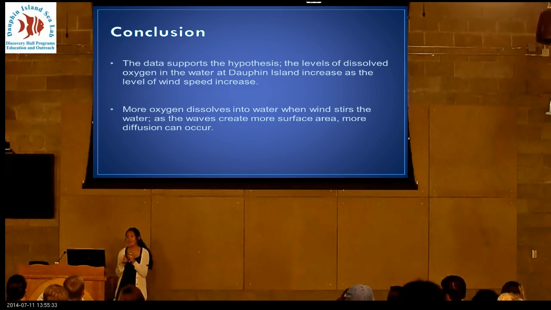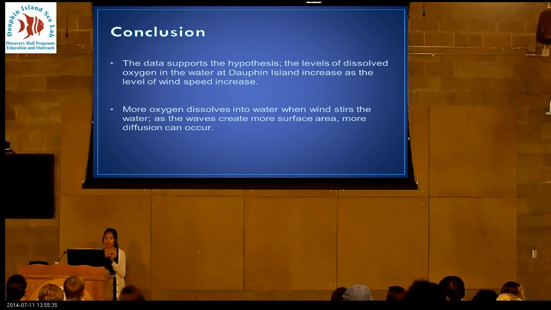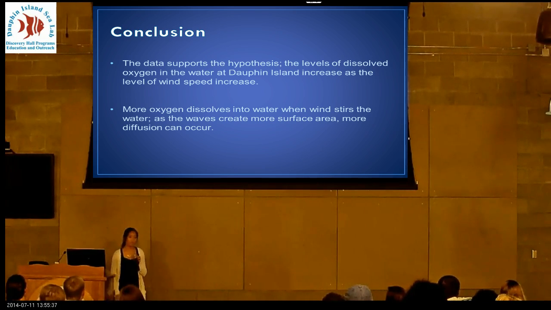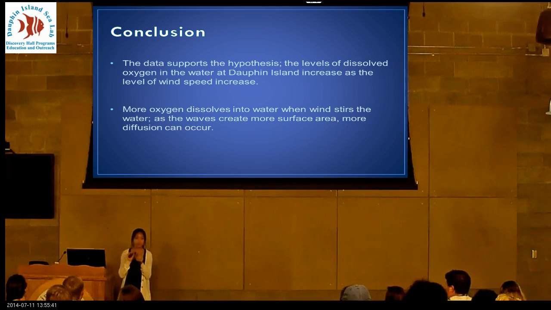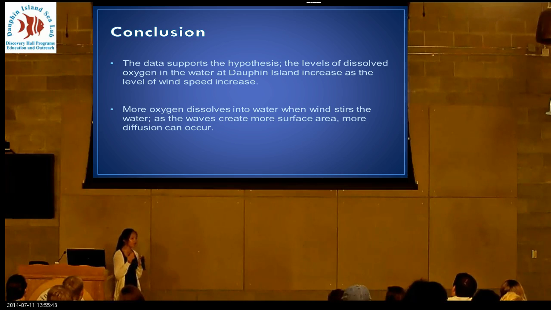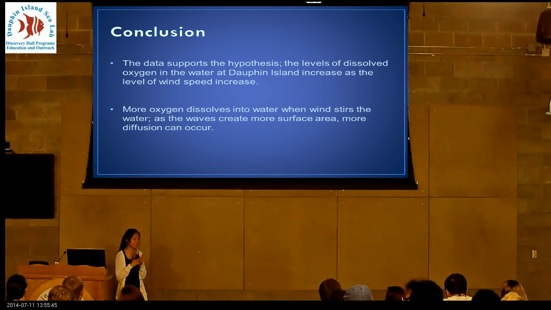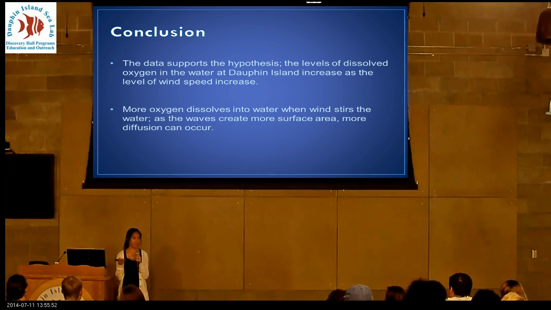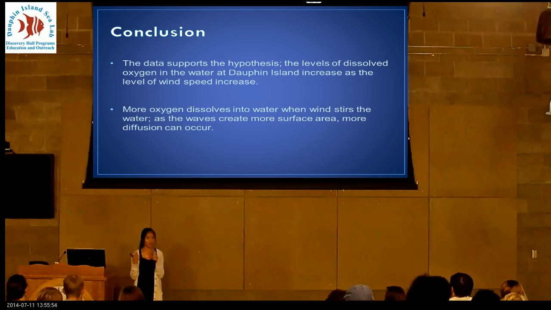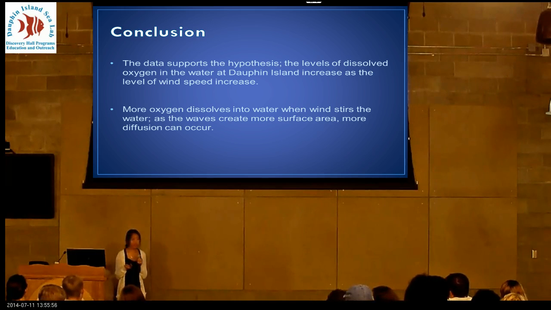So, conclusion. My data supported my hypothesis about the level of dissolved oxygen in the water, but only slightly. Although there was a pattern, it was like a decimal point. I think my research was flawed in that I didn't account for all the other aspects, like the temperature and the salinity, and I couldn't control that.